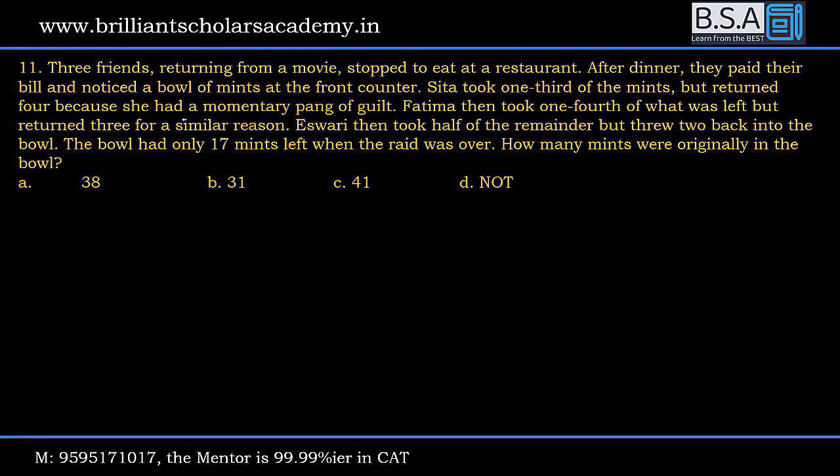Three friends returning from a movie stopped to eat at a restaurant. After dinner, they paid their bill and noticed a bowl of mints at the front counter. Sita took 1/3 of the mints but returned 4 because she had a momentary pang of guilt. Fatima then took 1/4 of what was left but returned 3 for similar reason. Iswari then took half of the remainder but threw 2 back into the bowl. The bowl had only 17 mints left when the raid was over.